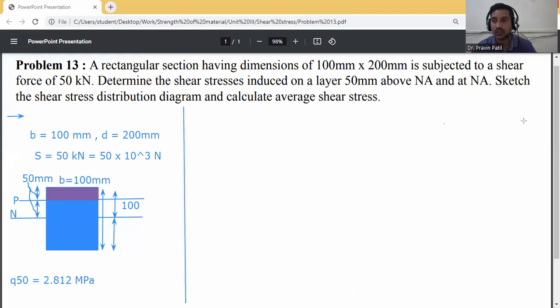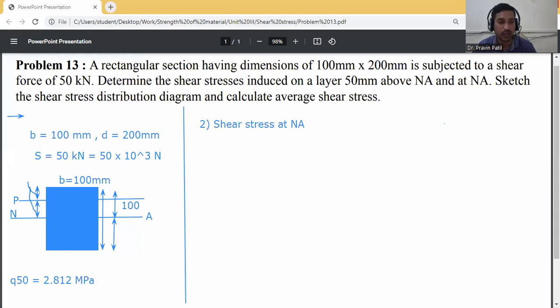Shear stress at neutral axis. Okay, so this is the neutral axis. Now, second question: shear stress at the neutral axis. Okay, so this one is the neutral axis. So just now consider the portion for them.